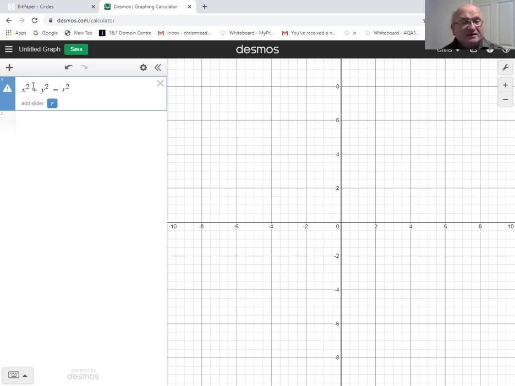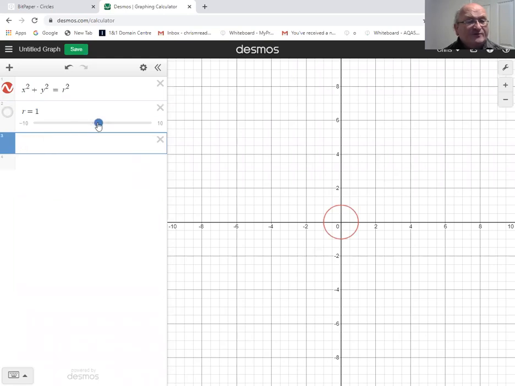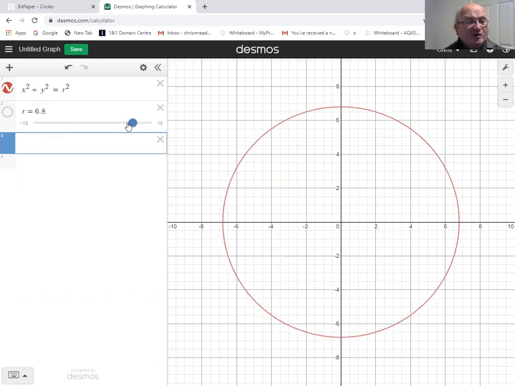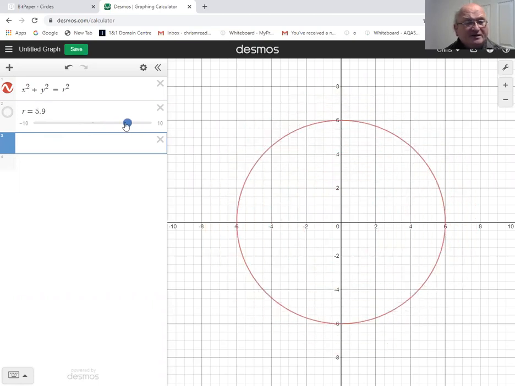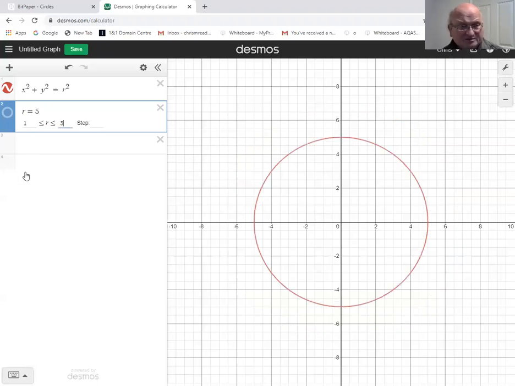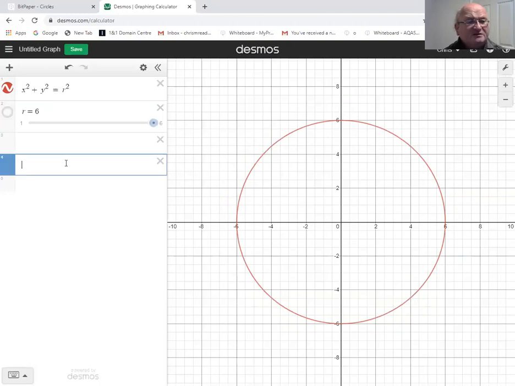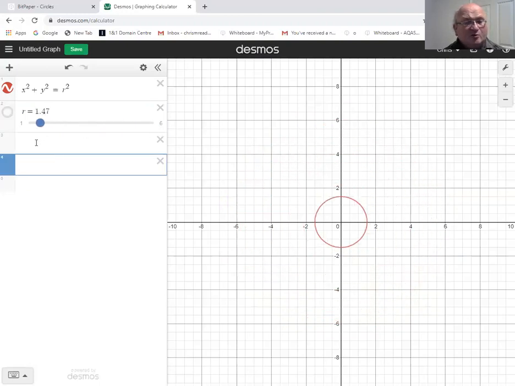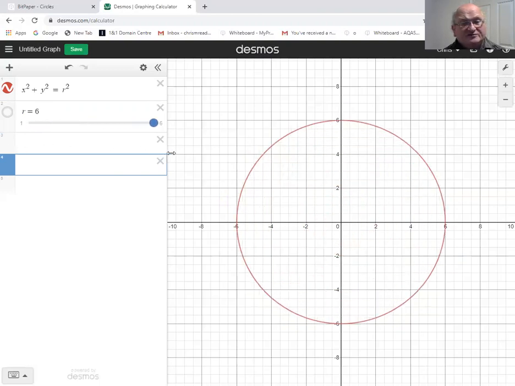Now what Desmos does, if you've got a letter there that it doesn't immediately recognise as x or y, or some other things like pi and e, is you're offered the chance to add a slider. A slider is a way of changing the value of that variable by moving a point along a line. It automatically defaults to minus 10 to 10, but for the radius of the circle I'd rather just keep it to being 1 and 6. So there we go, that's our circle. We can go down to a radius of 1 and up to a radius of 6.